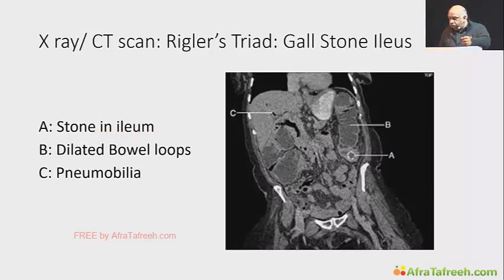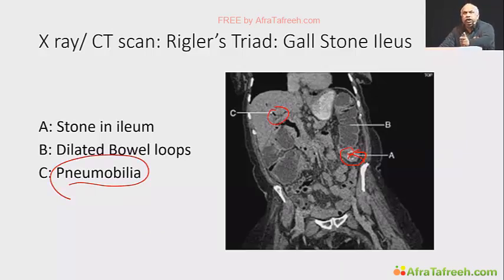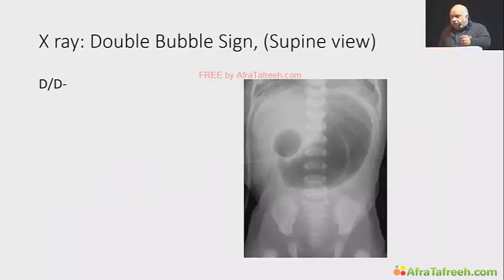What happens in gallstone ileus? The stone goes in the ileum and gets stuck. Distal, any ileal obstruction. So you find a stone in bowel, you find obstruction, dilated loop, and you find air in the biliary tree. This is called pneumobilia. So air in biliary tree, stone in ileum, and obstruction is called Rigler triad. That suggests gallstone ileus.